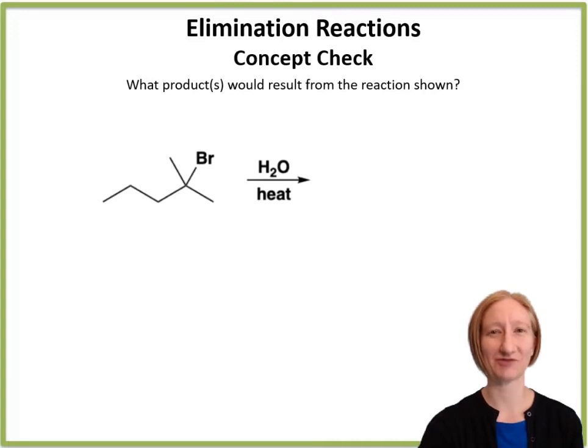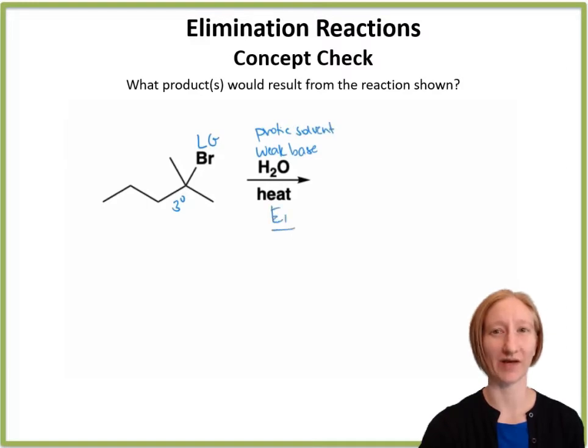In this first concept check question, you're asked to draw the products of the reaction shown. Let's start by surveying our reaction conditions. The leaving group is bromide. We have a tertiary alkyl halide, a protic solvent, and a weak base, water. These conditions all favor the carbocation intermediate, or an E1 pathway.